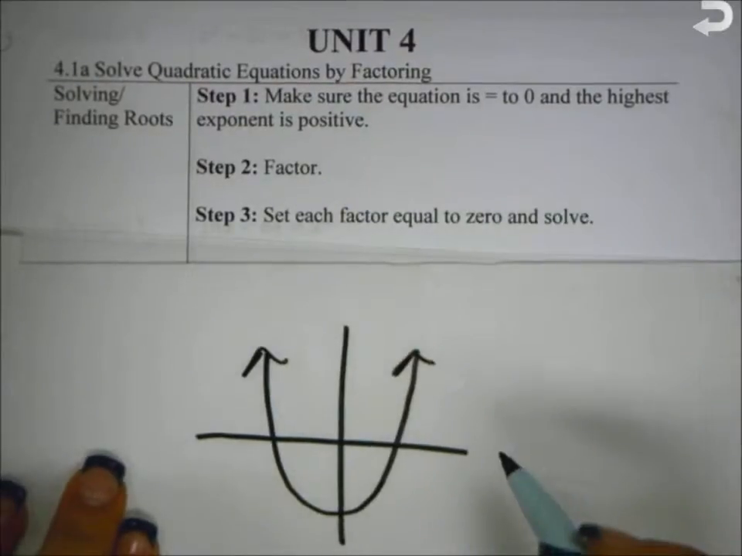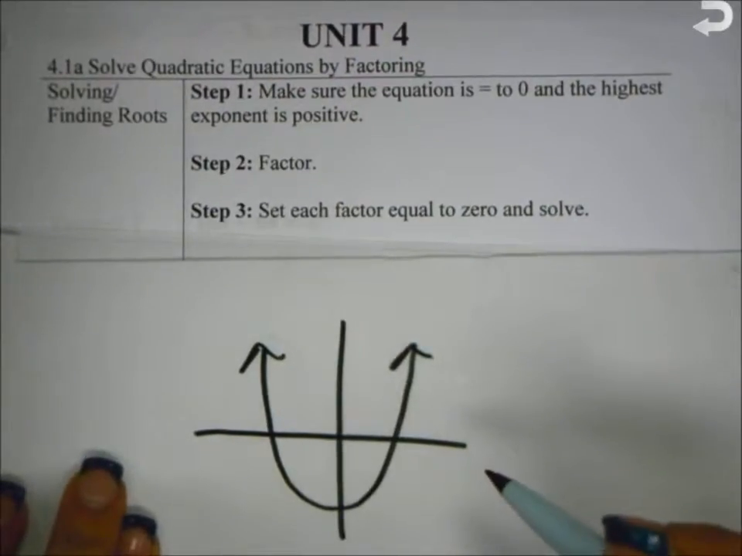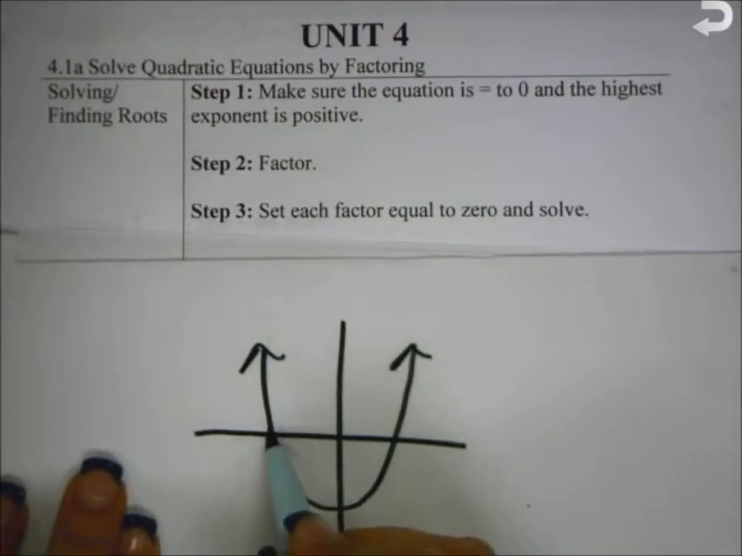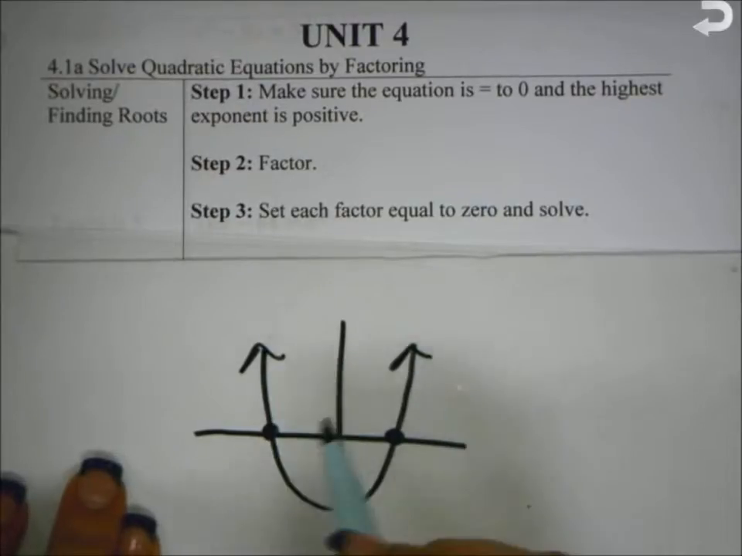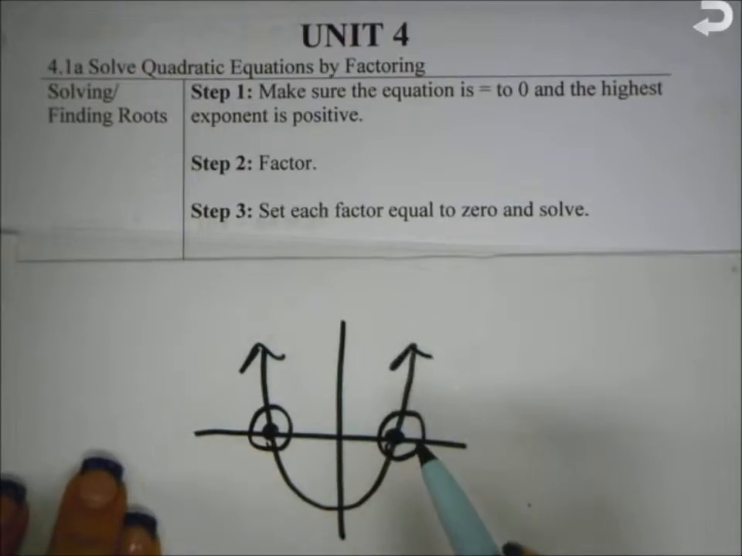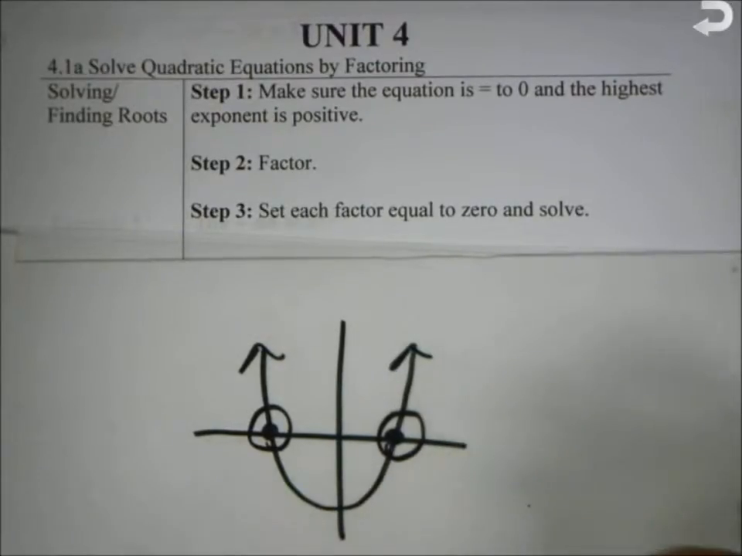So solving for or finding the roots or zeros, it's all the same thing, means that we're finding the 2 points where the graph crosses the x-axis. So we call those the zeros because it's where y equals 0. Okay, so we have 3 steps to solving these things.